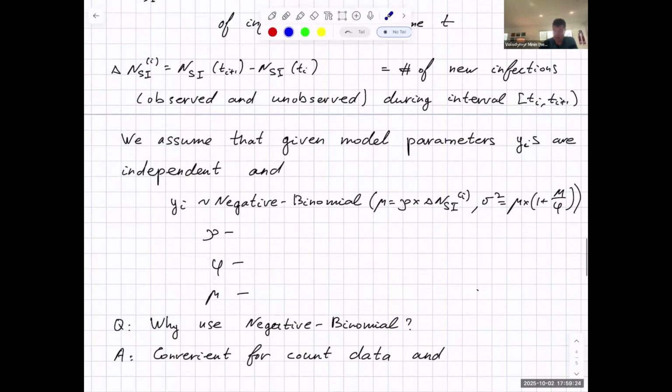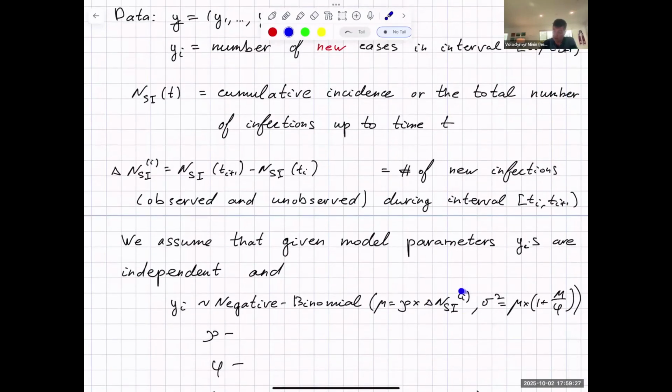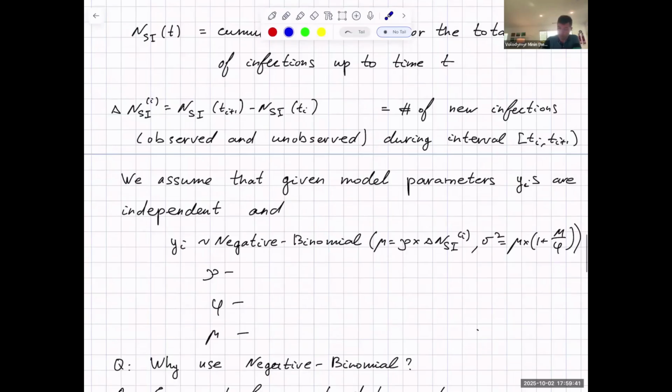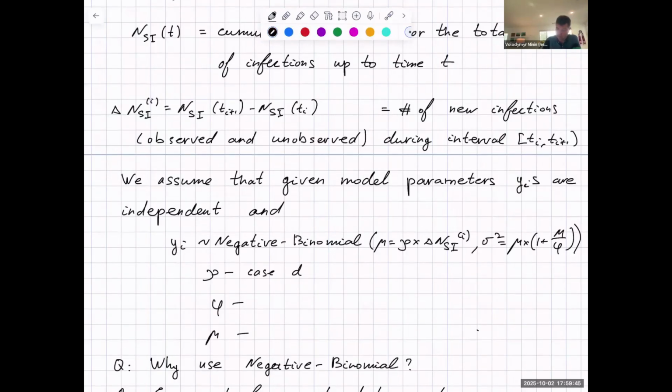Because then what we can do is say, if I knew the true number of new infections happening in week 1 or 2, there's some proportion of them that don't get reported. So I'm going to multiply them by some number, which is going to be my case detection probability. And so I'm going to assume that the y_i's follow a negative binomial. Why negative binomial? We're going to get to that in a second. Here I'm parameterizing the negative binomial in terms of mean and variance. Notice the variance is a function of the mean, a quadratic function of the mean. That's a nice property of the negative binomial.